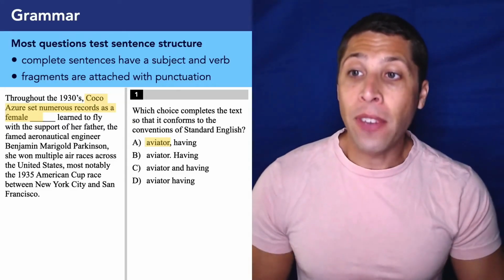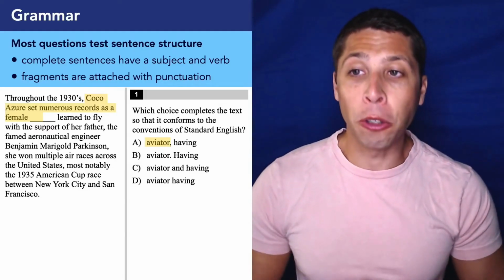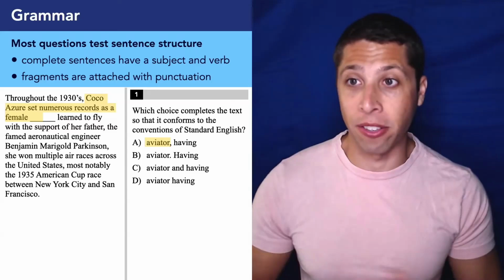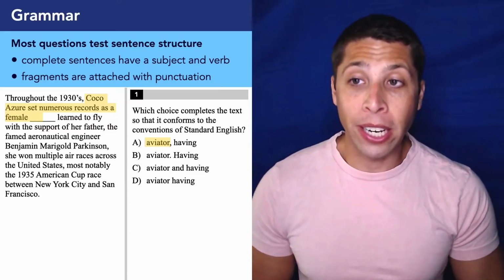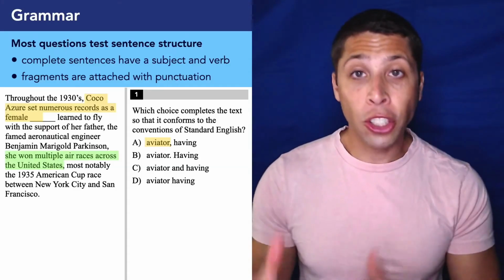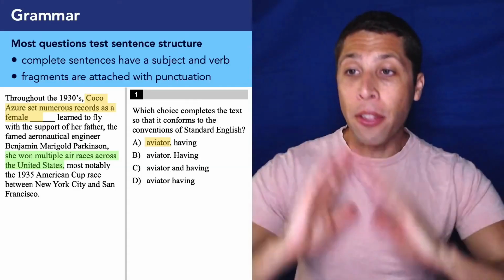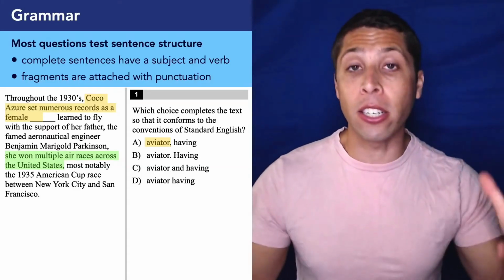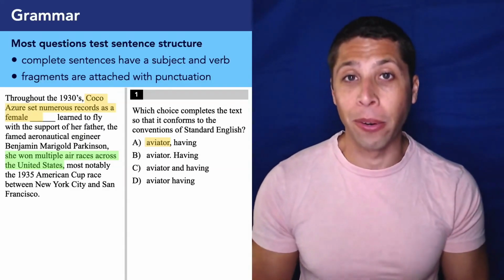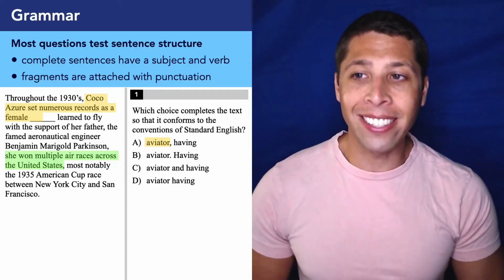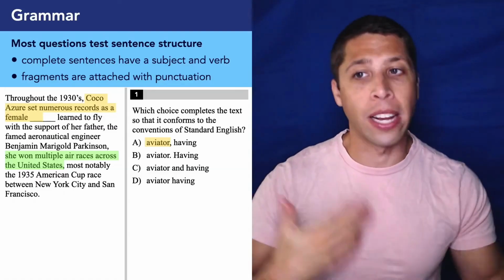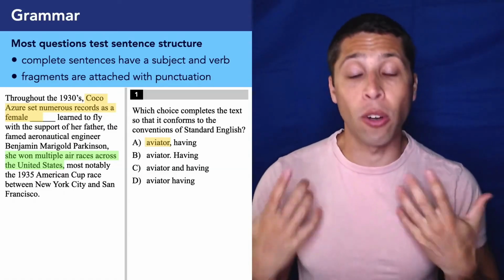Next part, the famed aeronautical engineer Benjamin Marigold Parkinson. Well, that's just a long way of talking about a guy. There's no action there, so there's no sentence there either. She won multiple air races across the United States. That's also a sentence. It's a separate sentence. She is the subject, won is the verb, the rest is detail, but it's still something that could stand on its own with a capital S in front of she and a period after states. We could do that if we wanted to. Let's finish it up. Most notably, the 1935 American Cup race between New York City and San Francisco. This is just description, it's telling us about the race, but it's not itself a sentence, it's also a fragment.